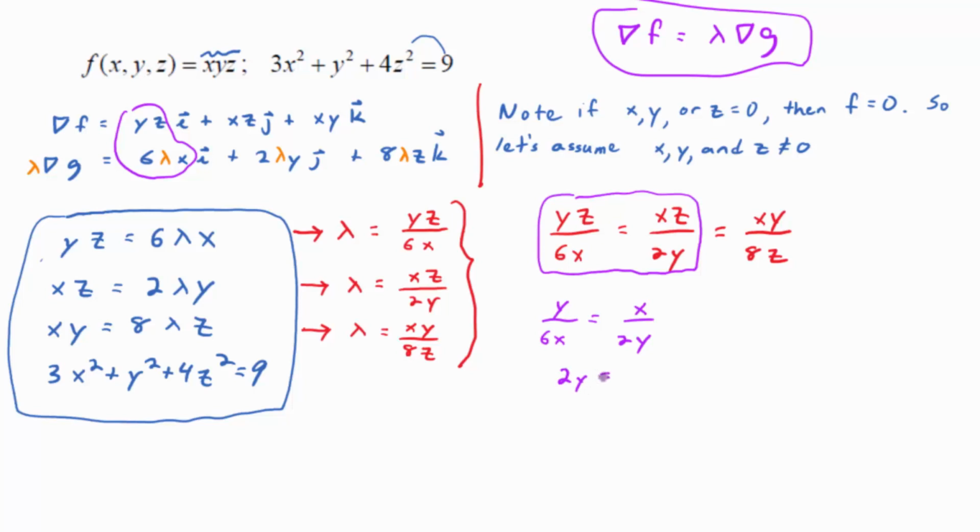2y squared equals 6x squared. And then what else? y squared equals 3x squared. Now, I like that. Why do I like that? I see a 3x squared in this fourth equation, and I could just replace that thing with y squared. That's pretty. It's almost as if somebody designed it that way.